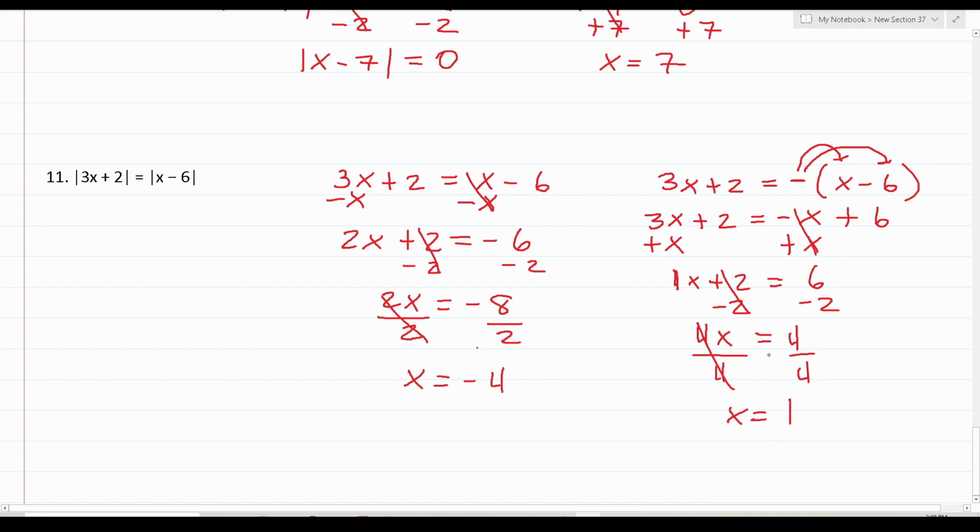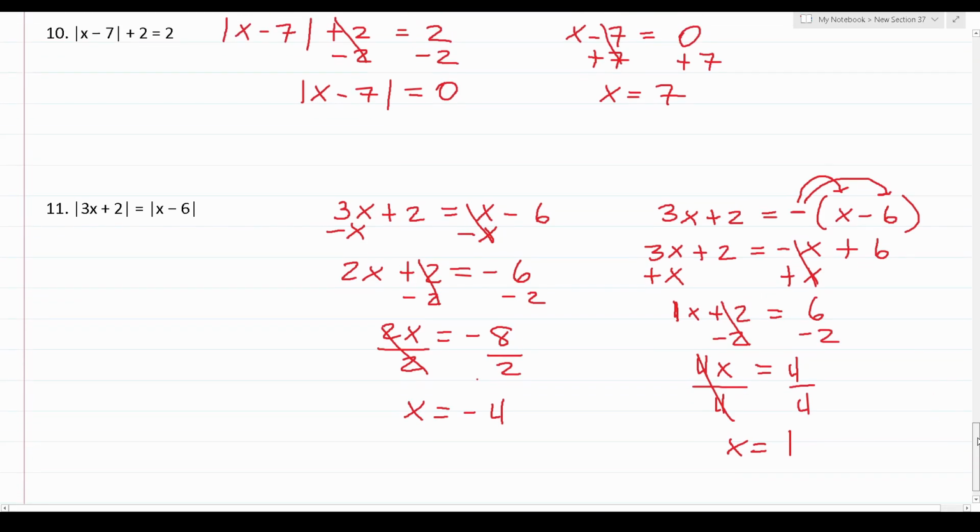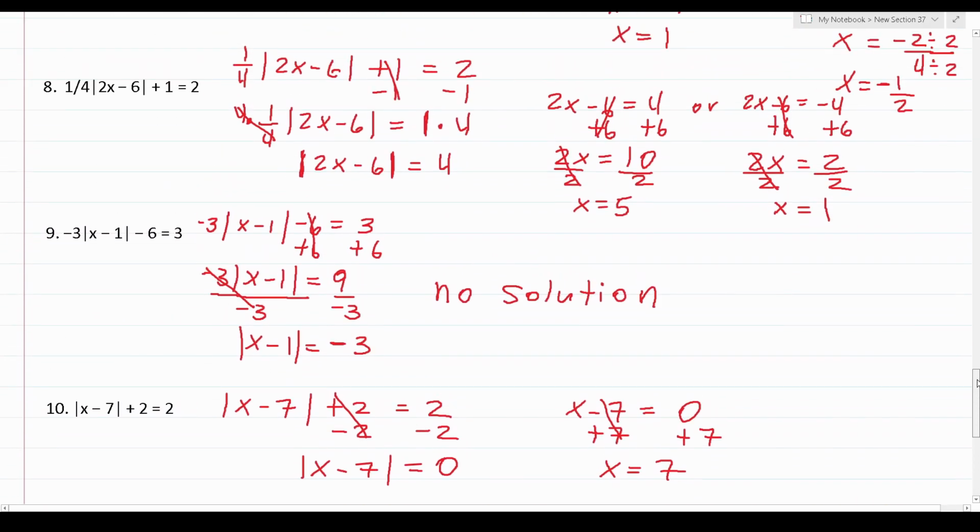So the answer to this one is x equals negative 4, or x equals 1. That is to say it has two solutions. Sometimes as you work out these questions in which you have an absolute value equal to another absolute value, you'll reach a point where you'll have something like this, 0 equals 5. In that case, there wouldn't be a solution. So that's that one.